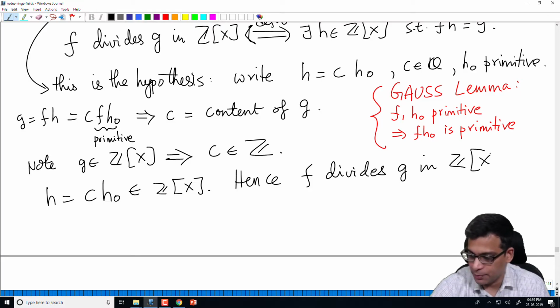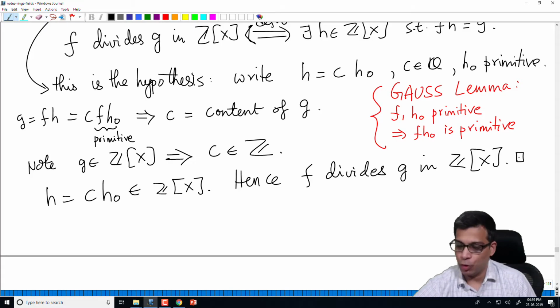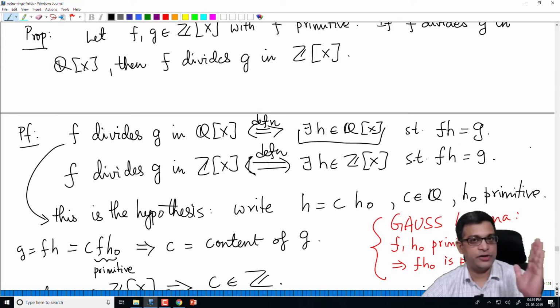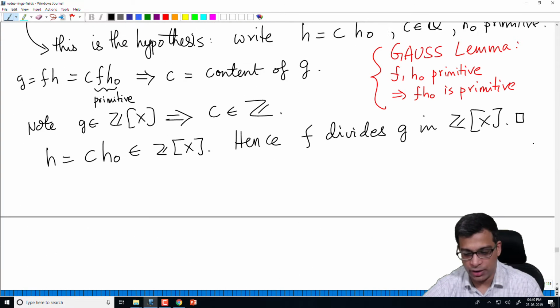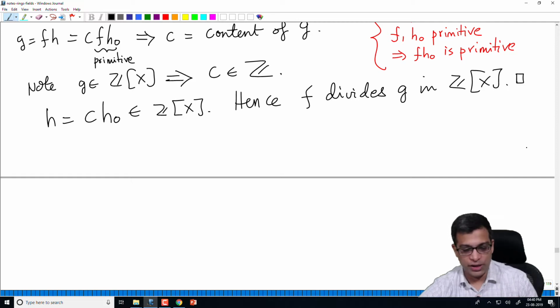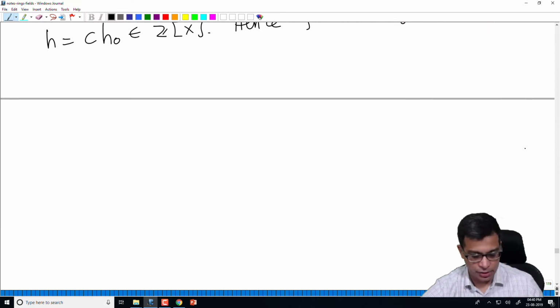That's all. So very simple proof, right? This is a very simple proof, and it shows that division in QX implies division in ZX. But the important two things to remember: both polynomials in question are integer polynomials, and the first polynomial is primitive. That is very important. Only under that situation, division in QX implies division in ZX.